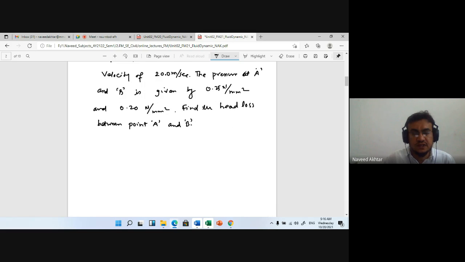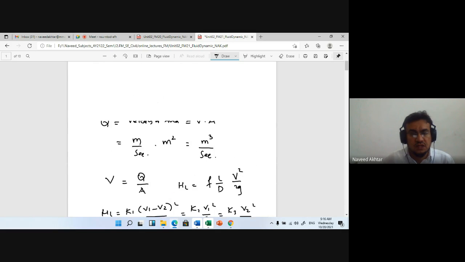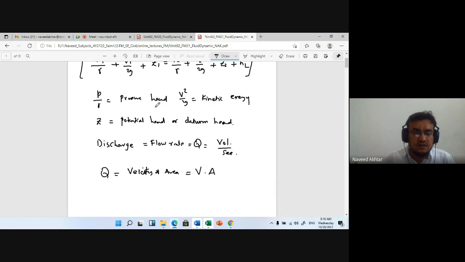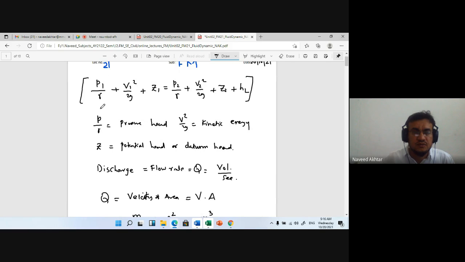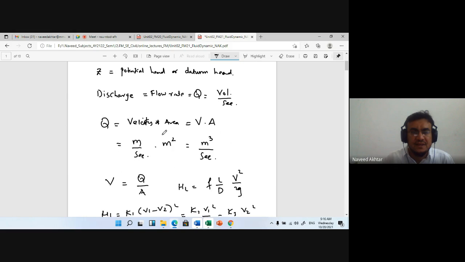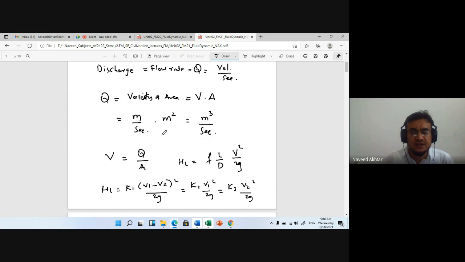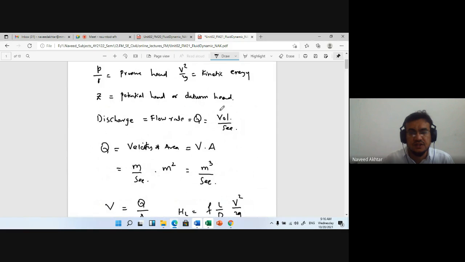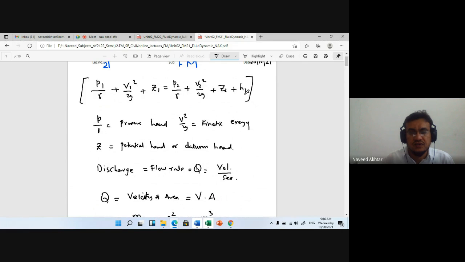So this example you have to solve, and first you have to write down this formula. You know that this is the Bernoulli equation at different cross sections of the flow. You have to write down the terms: pressure head, velocity head, and potential head. Discharge is nothing but volume per second. Head loss is nothing but this HF. You have to find out this value.